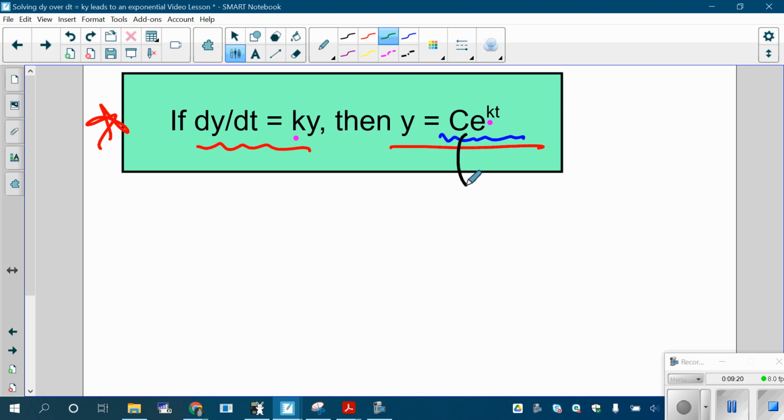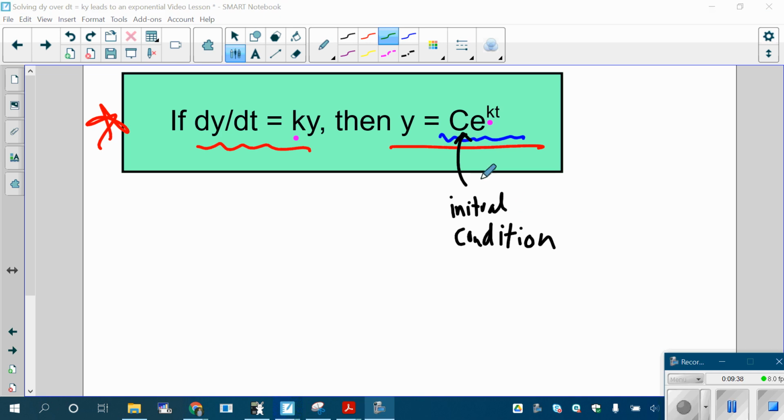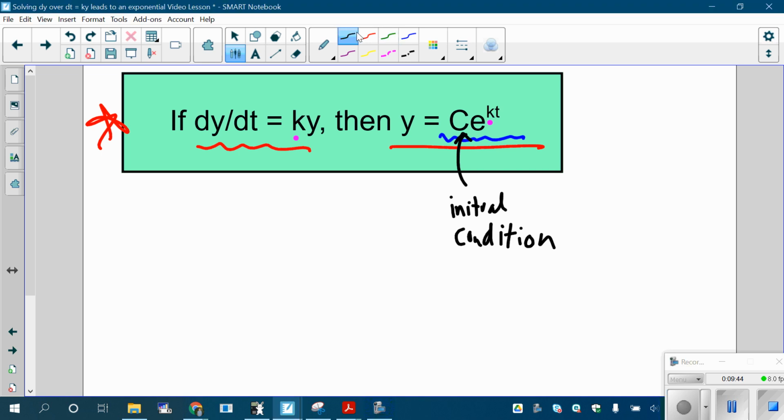What's the c? Well, that's the initial condition. You will either be given that, in other words, it would tell you when t is 0, here's the y, and you just plug it in, or you're going to have to solve for that. Depending on whether k is greater than 1 or less than 1, this exponential might be growth or decay. Depending on whether the c is positive or negative, this exponential might be flipped, or even decay flipped. So just be aware. Cool.